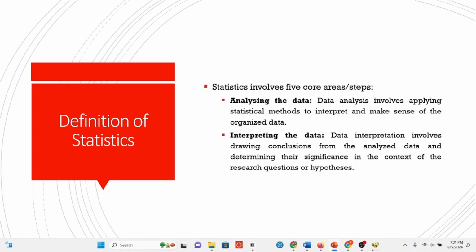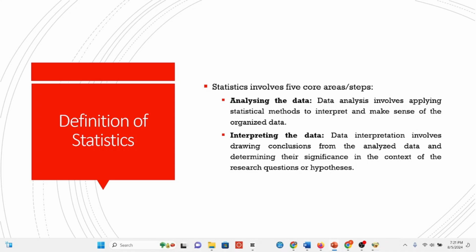Interpretation goes beyond merely stating the results. It requires critical thinking to relate the findings to real-world scenarios or theoretical frameworks. Effective interpretation helps translate statistical outcomes into actionable insights, providing valuable information for decision-makers, policymakers, or stakeholders. It ensures that the statistical analysis leads to meaningful conclusions that can inform future research, strategy development, or policy formulation.